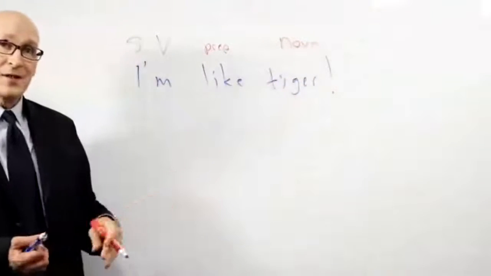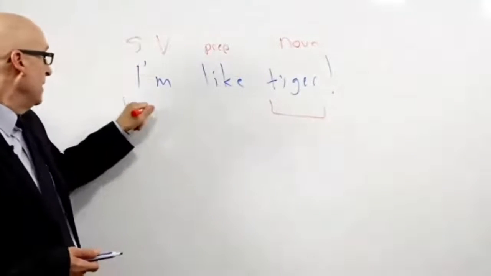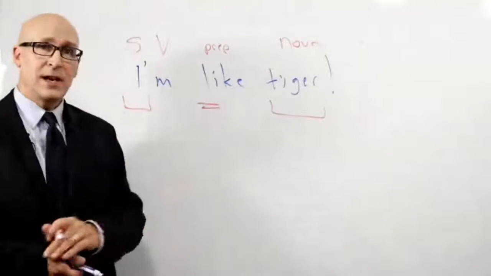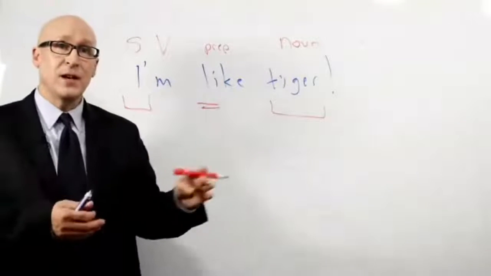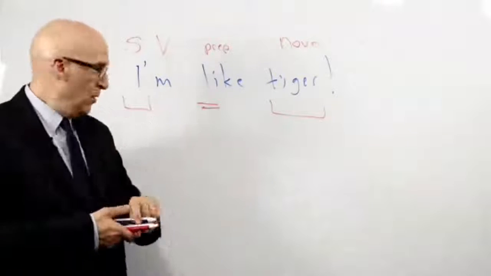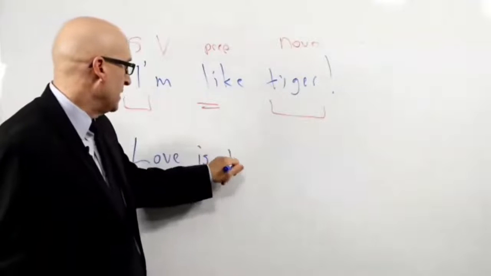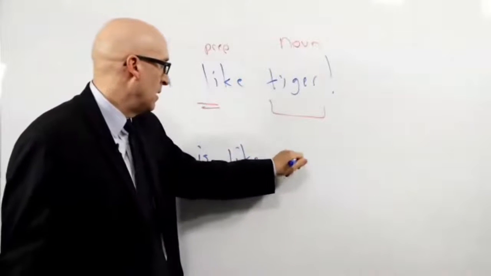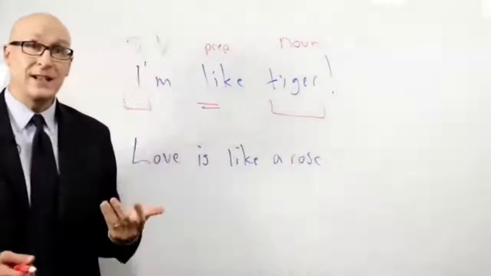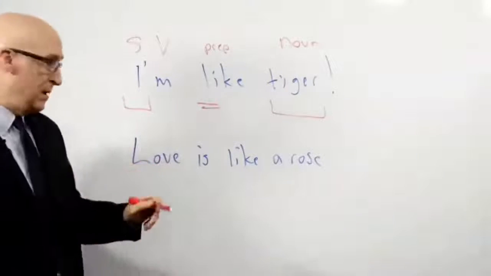And what is it telling us? What's the idea? The idea is that I is equal to a tiger. I am similar to a tiger, and therefore I have tiger characteristics, right? Or you might hear famous poetry like, love is like a rose. This poetic technique is called simile, and it makes two things that are different similar.